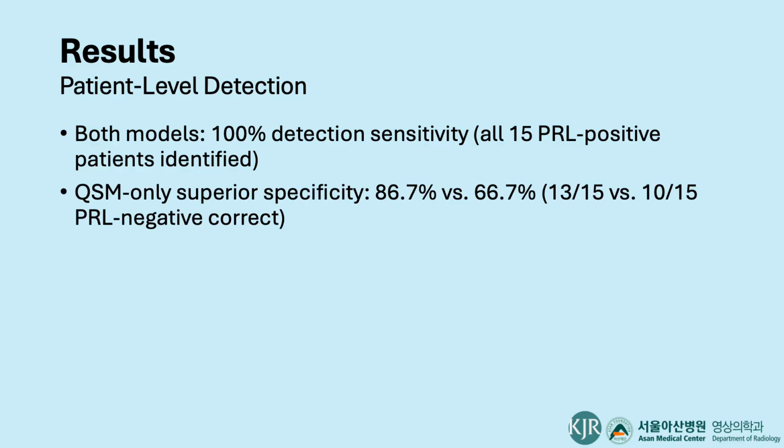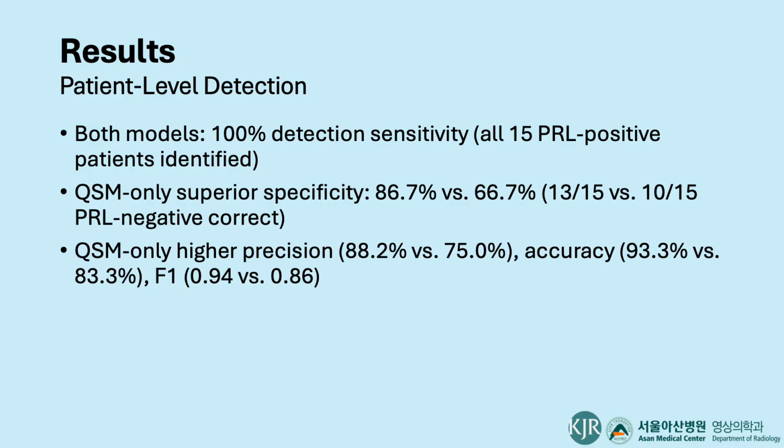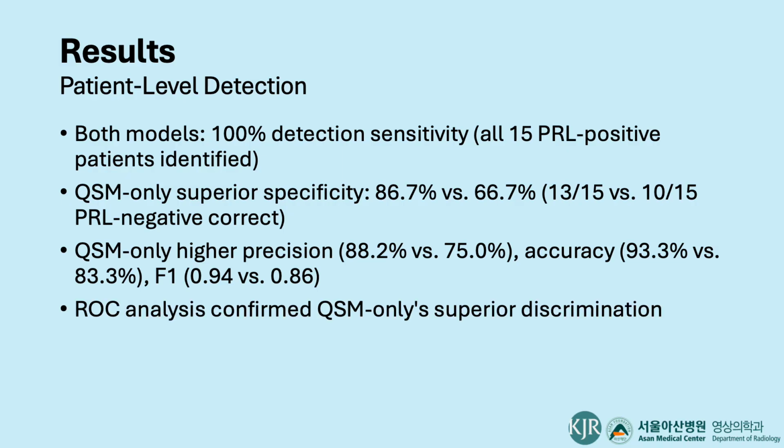The key difference was specificity. The QSM-only model reached 86.7% versus 66.7% for the multimodal model. QSM-only also gave higher precision, higher overall accuracy at 93%, and a stronger F1 score. ROC analysis confirmed the superior discrimination of the QSM-only approach.